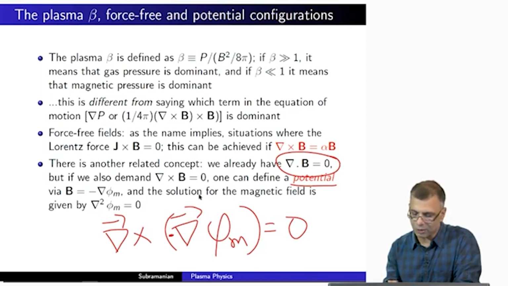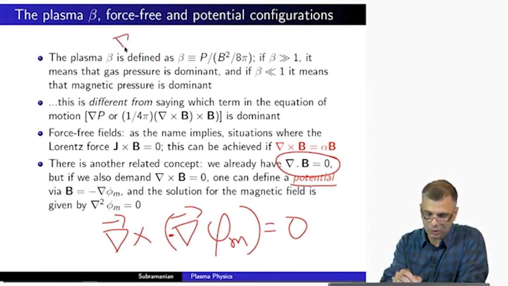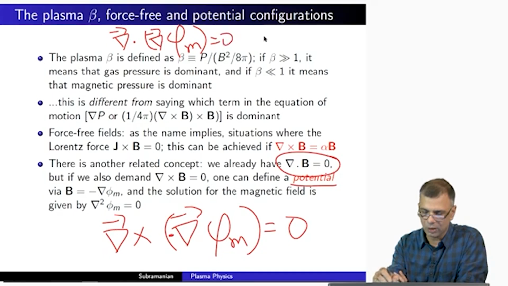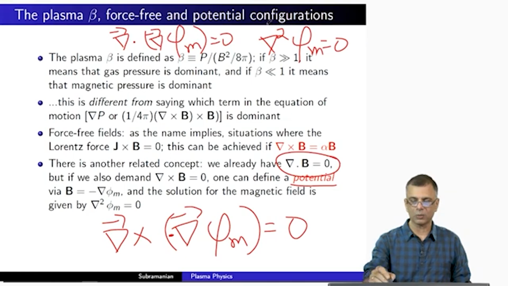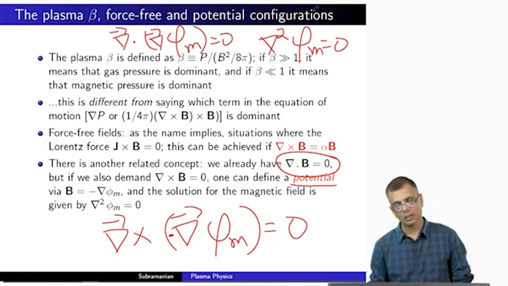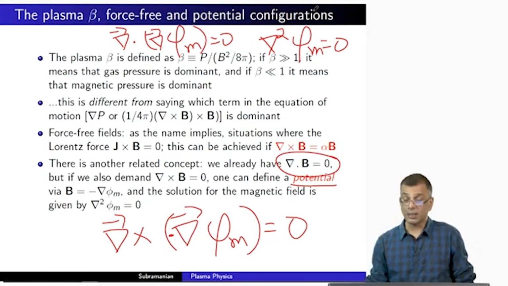So now the solution for the magnetic field is given by this, and since the divergence of B is 0, that means I am asking that the divergence of the gradient of this scalar potential is equal to 0. In other words, the Laplacian of this is equal to 0. And you remember that mathematically we have lots and lots of situations where we have solutions to this. So this is the concept of a potential field, and this is a scalar potential.